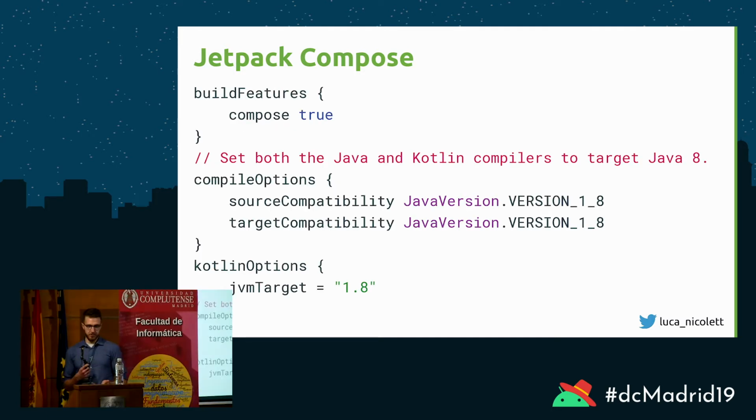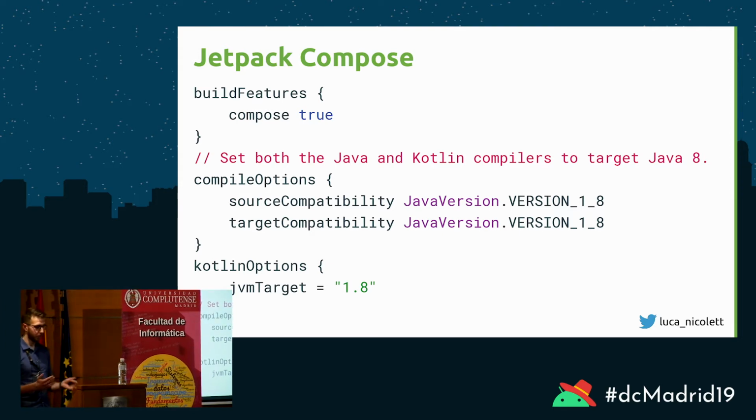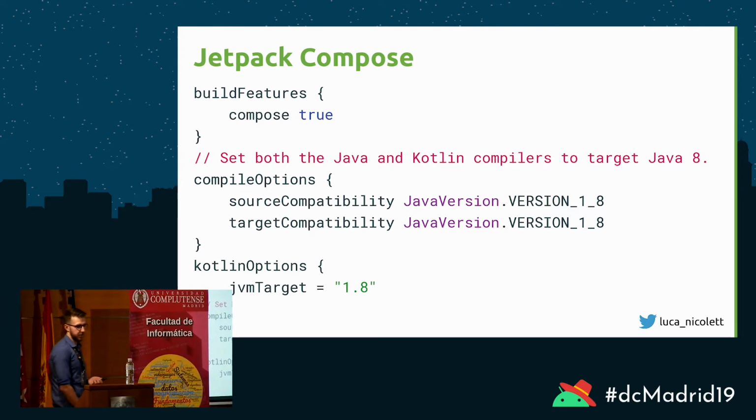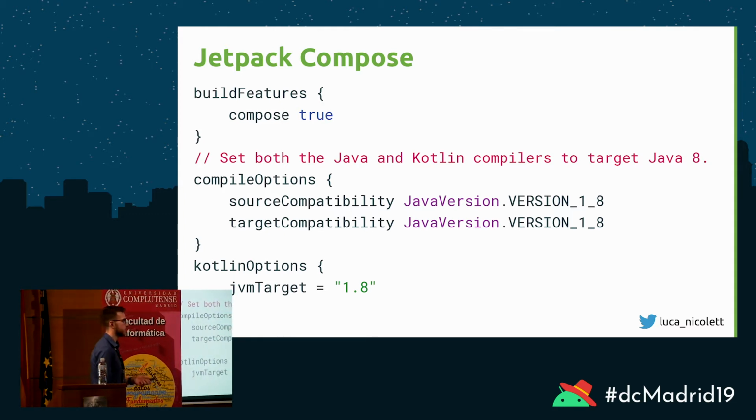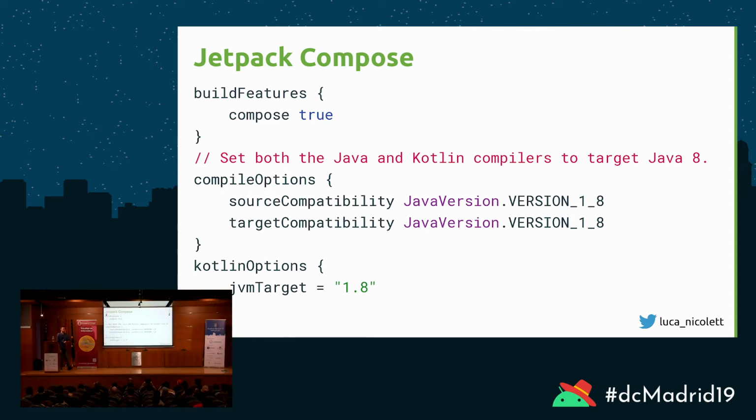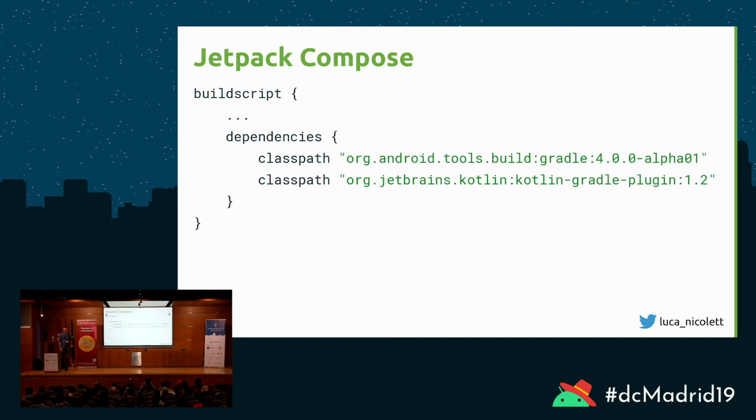So to start using Jetpack Compose, it's really simple right now. It's 3 or 4 steps. So you have to enable this compose build feature, which is a new feature they introduced. You have to set both Java and Kotlin compilers to target Java 8. The version of Gradle and the Kotlin Gradle plugin has to be higher than those shown here.